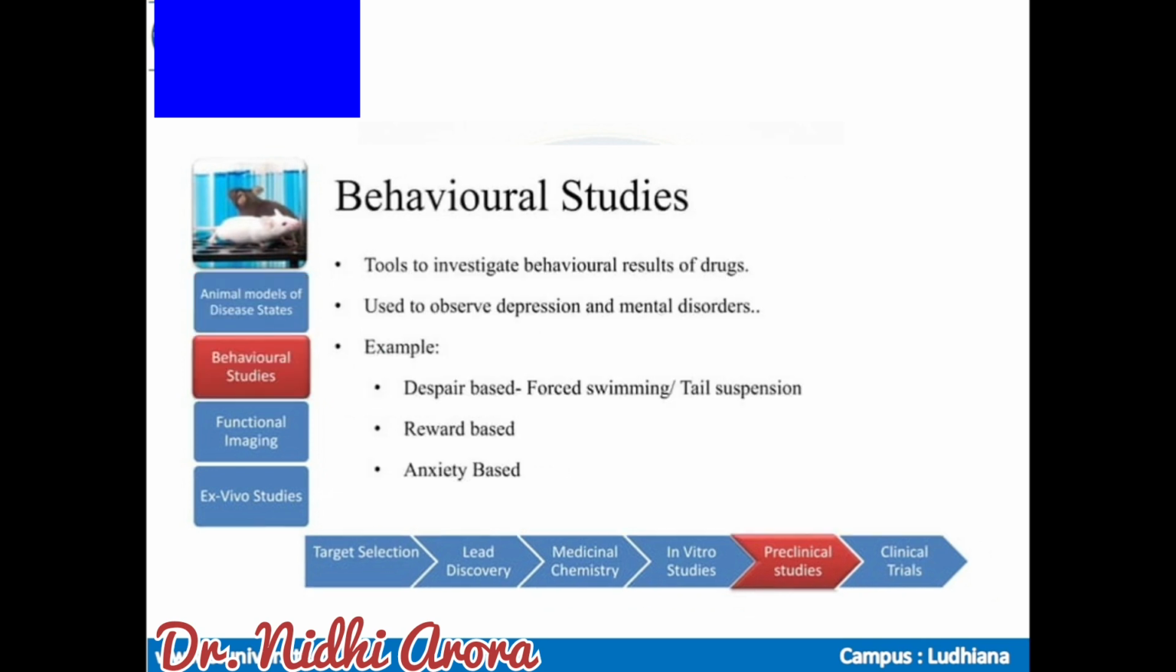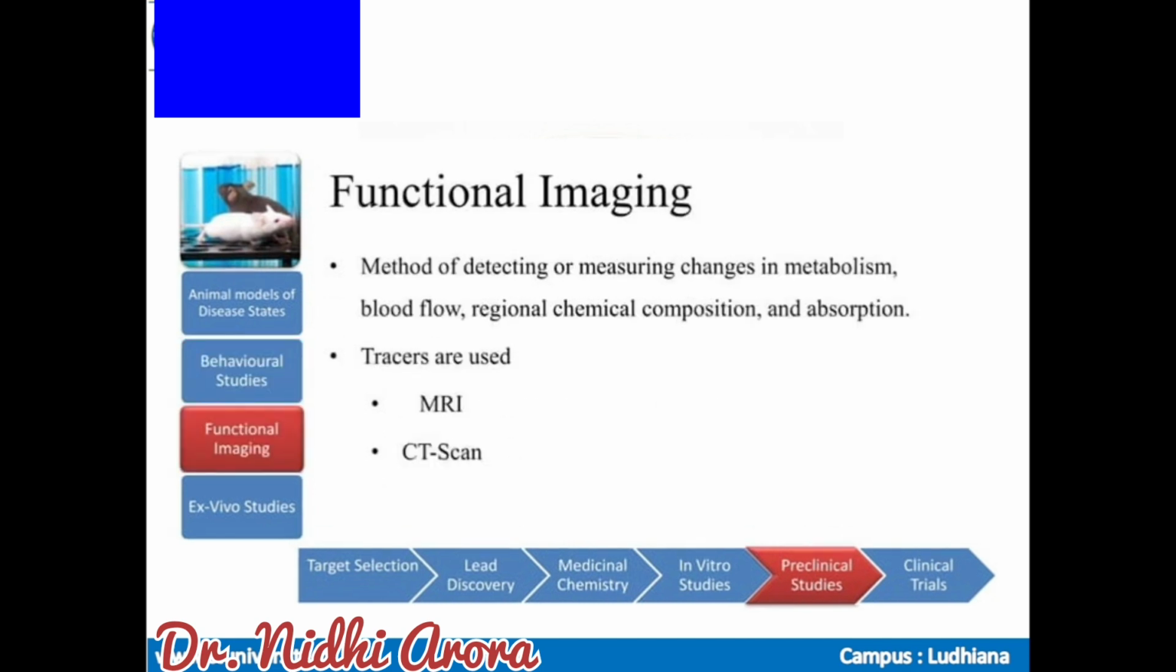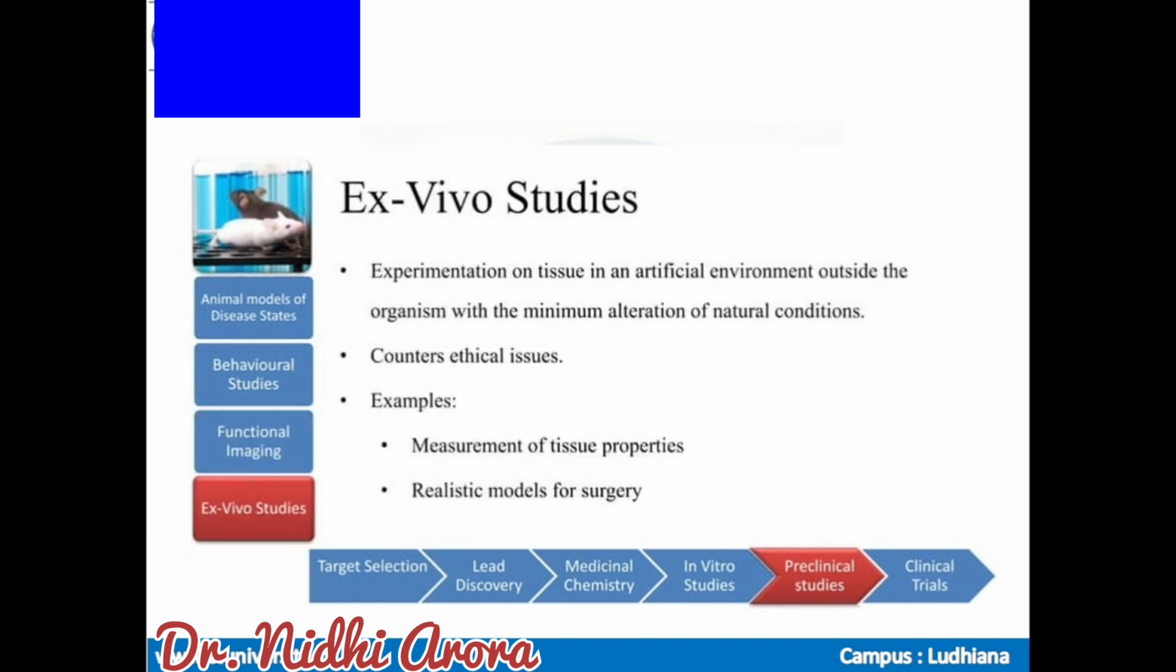And next are behavioral studies. It is a tool to investigate the behavioral result of the drug. It is used to observe depression or mental disorders. For example, despair based like forced swimming and tail suspension, reward based, anxiety based. Functional imaging is a method of detecting or measuring changes in metabolism, blood flow, regional chemical composition, and absorption. The tracers used in functional imaging include MRI scan and CT scan.